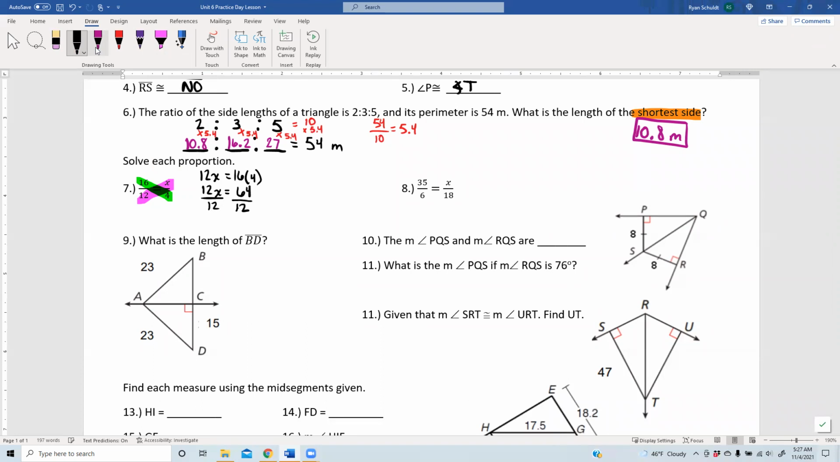So 12x equals 64. Divide by 12, and we get x equals, thinking it's going to be a fraction. Yep, 16/3. Since that's not a nice fraction, we'll just leave it like that. X is 16/3.